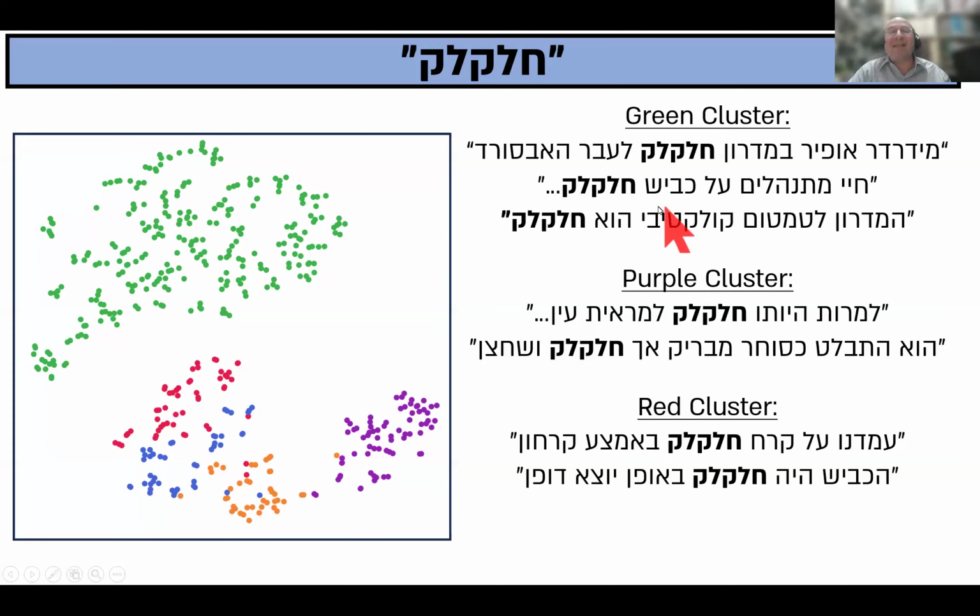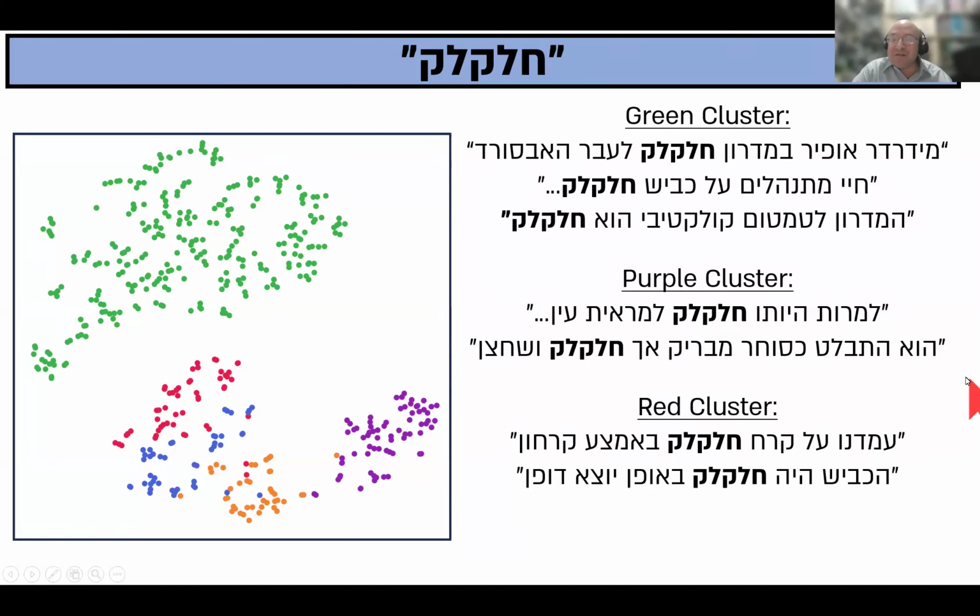Chayei mitnalim al kvish chalaklak, on this slippery road, or hamidron letimtum korrektivi u chalaklak. This slope is a slippery one. So that's the first definition, right? It's like physical slipperiness, and then we have the purple cluster over here.